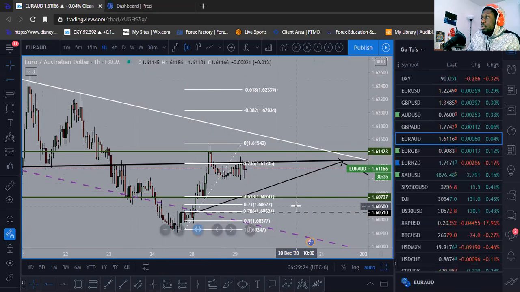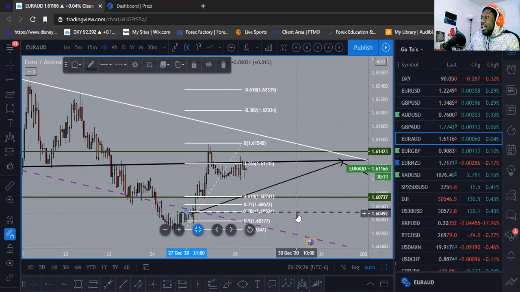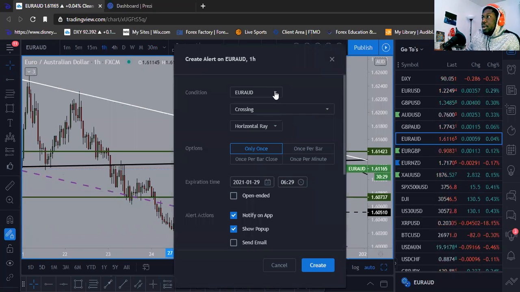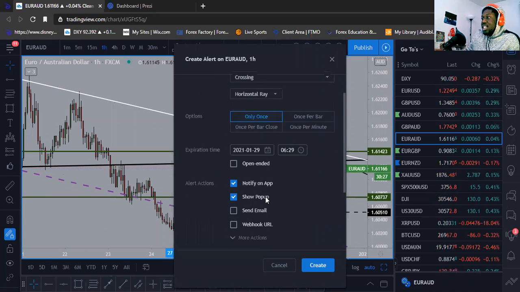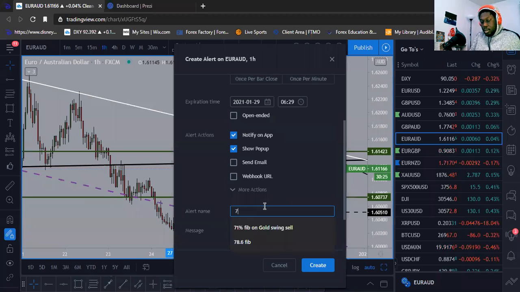So what I'm going to do is I'm going to set up just an alert right here. Euro USD crossing that line, the 78.6 fib on EA. And I'm going to see exactly how this plays out.